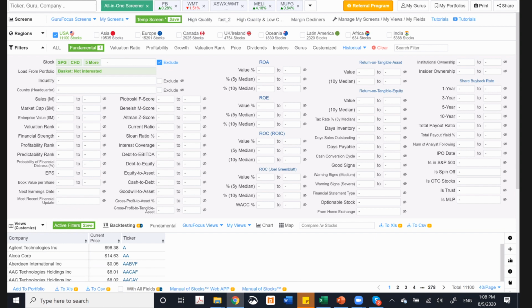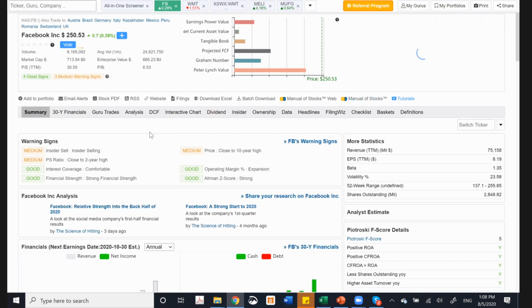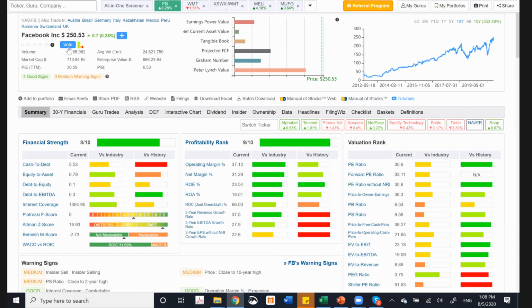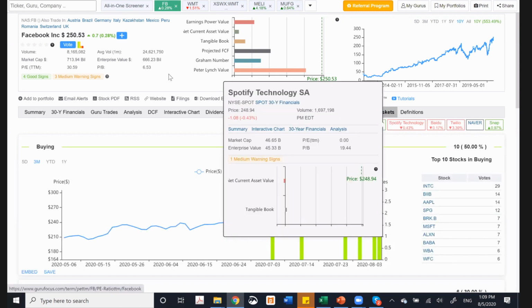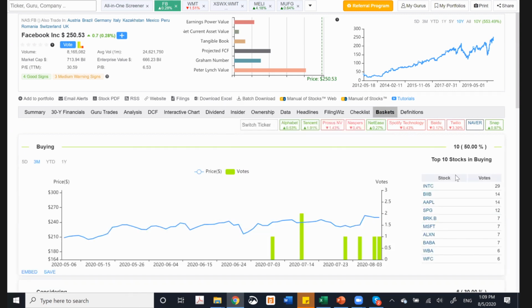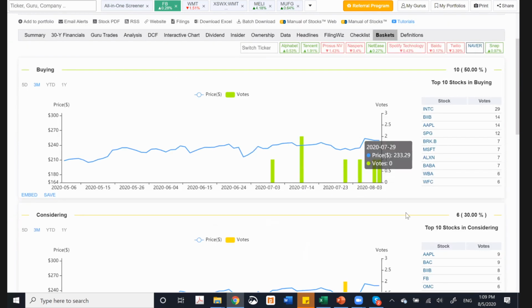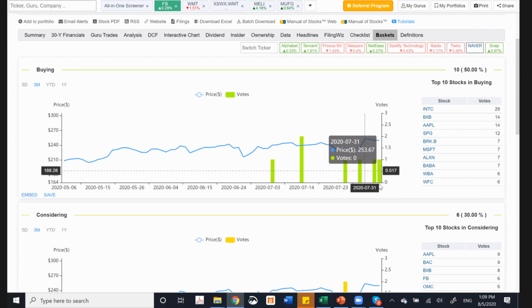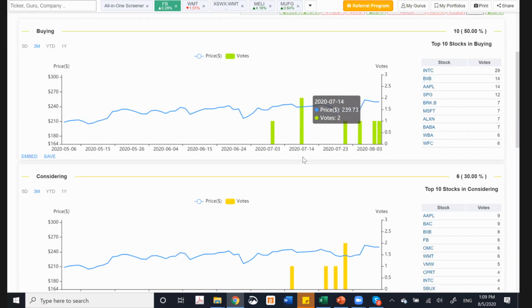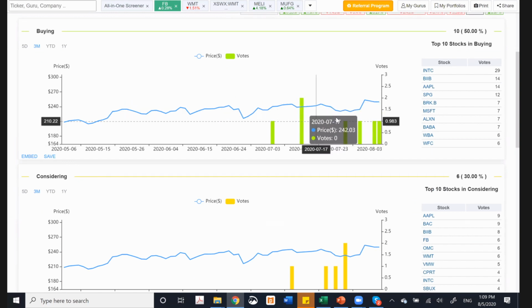That's the function, the vote function we recently added, and you can see the most voted results. We have a basket here. For instance, Facebook, you can see the vote results by our users, with different dates, different stock prices, and when they voted. For instance, on July 14th, 2 users voted buying.